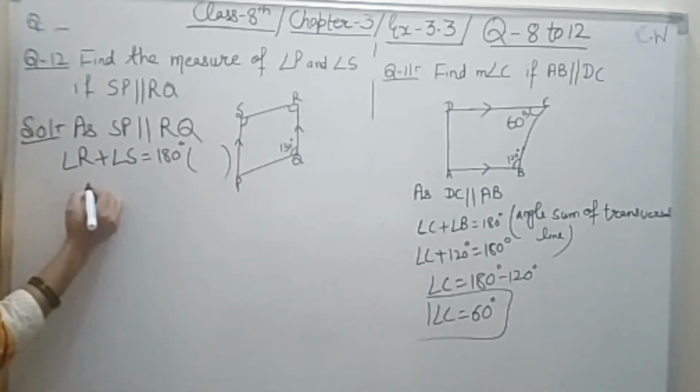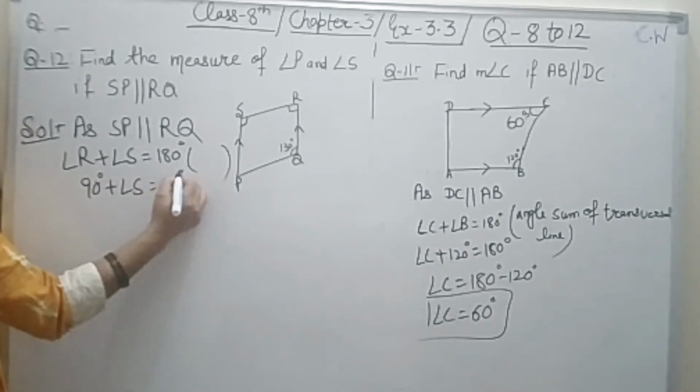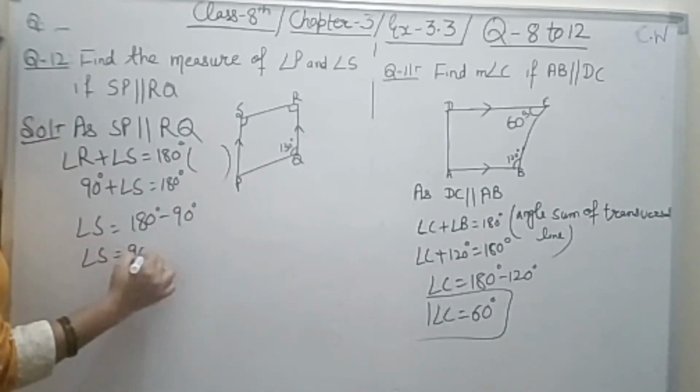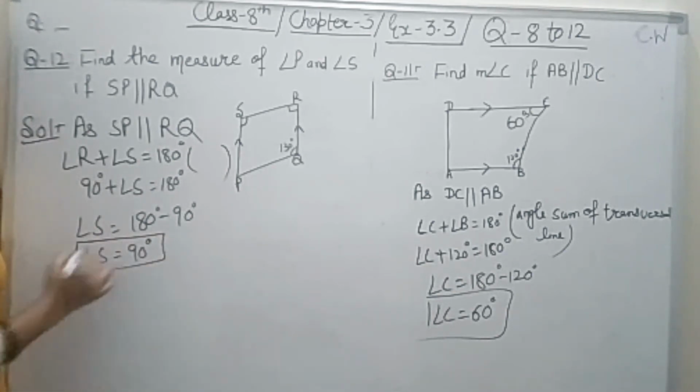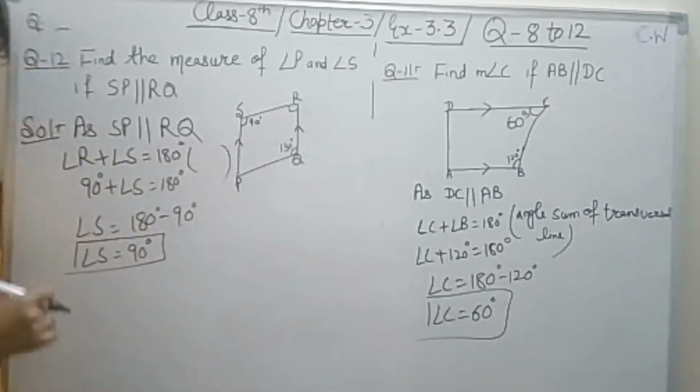So angle R is 90 degrees. Angle S we don't know, and the sum is equal to 180 degrees. So angle S should be 180 minus 90, that is 90 degrees. Got it, student? And you can see the angle sum is also 180 degrees only. So these two lines are parallel.